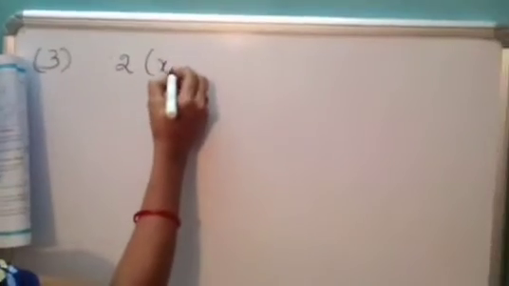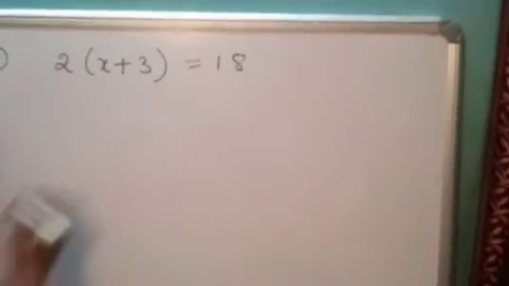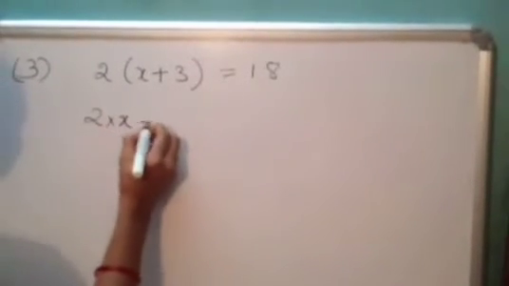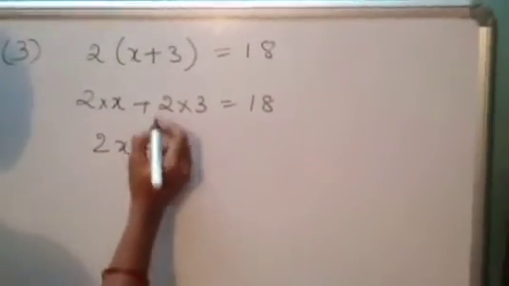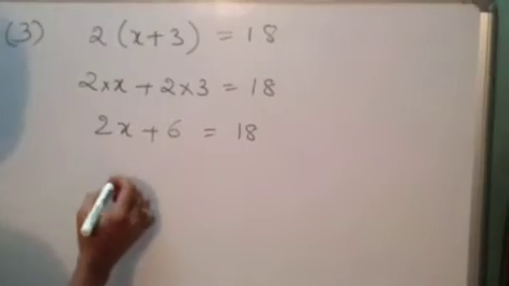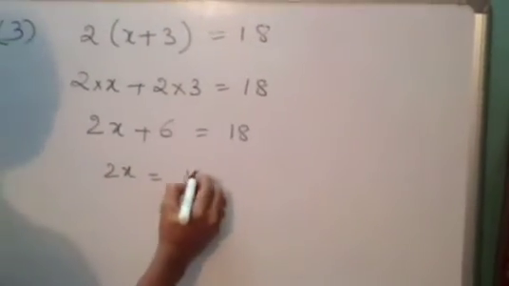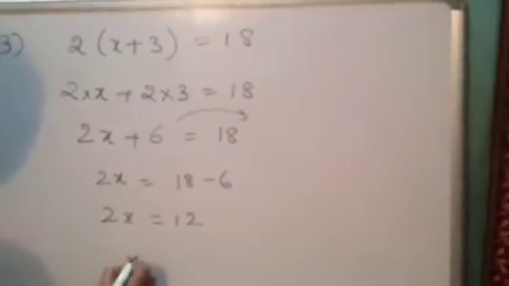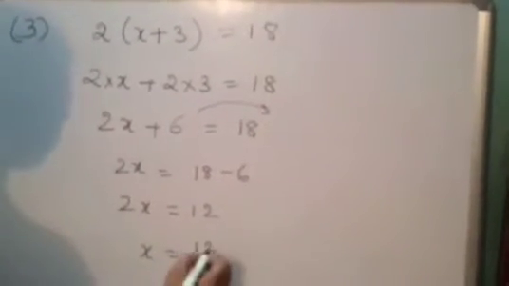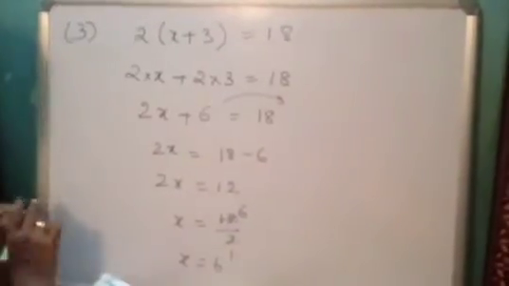And next, third problem. Which of the following numbers is the solution for the equation 2 into x plus 3 equal to 18? 2 into x plus 2 into 3 equal to 18. 2x plus 2 threes are 6 equal to 18. 2x is equal to 18 minus 6. 2x is equal to 12. x is equal to 12 by 2. 2 sixes are 12. x equal to 6. The value of x equal to 6. Answer is 6.